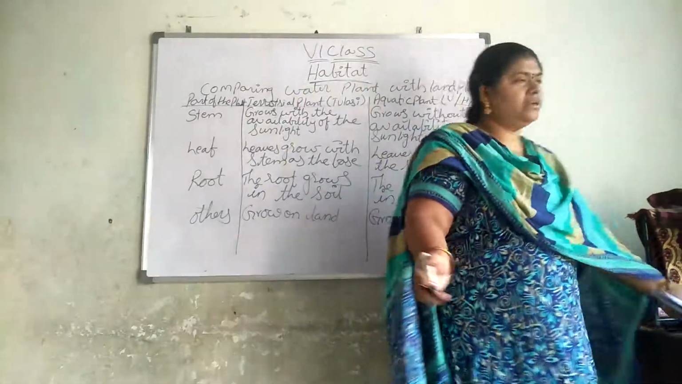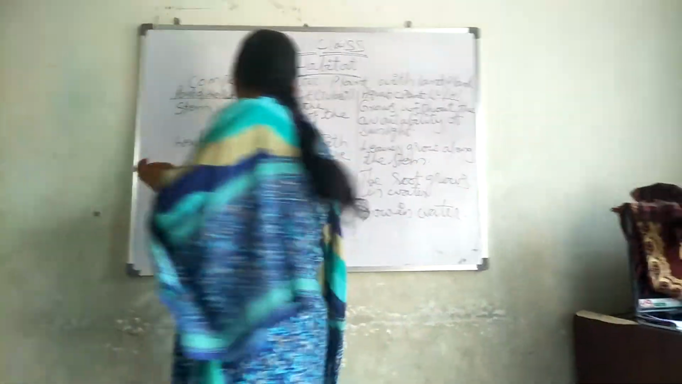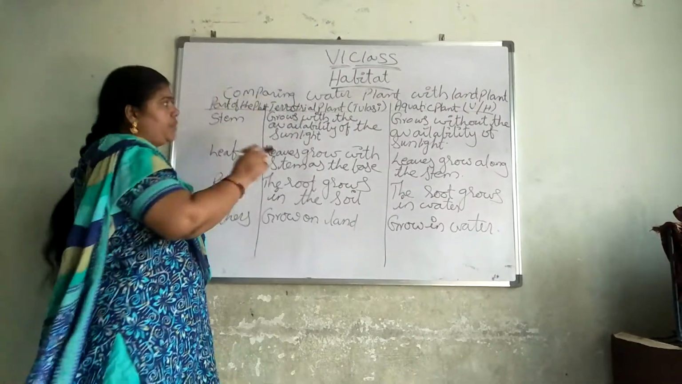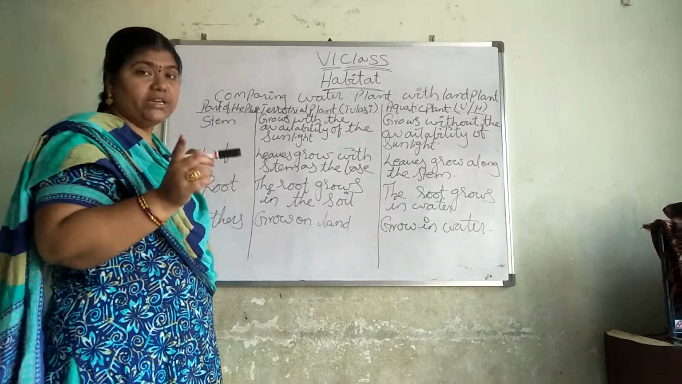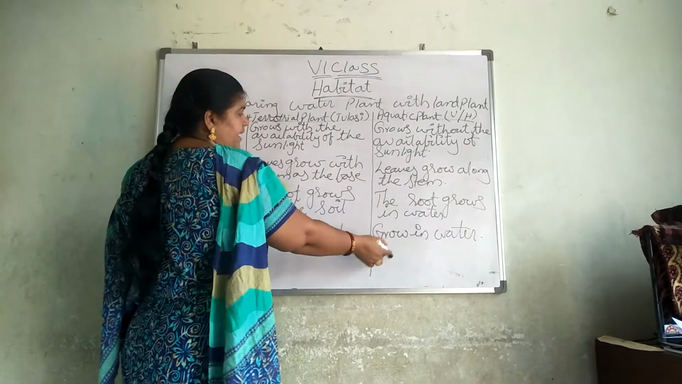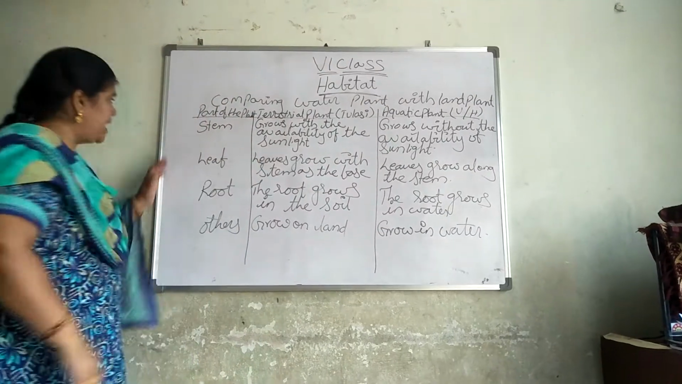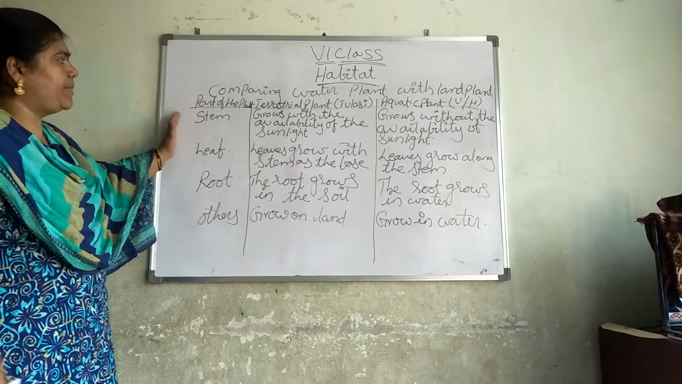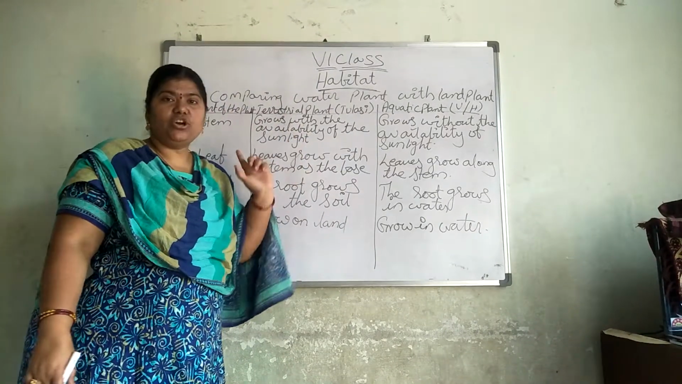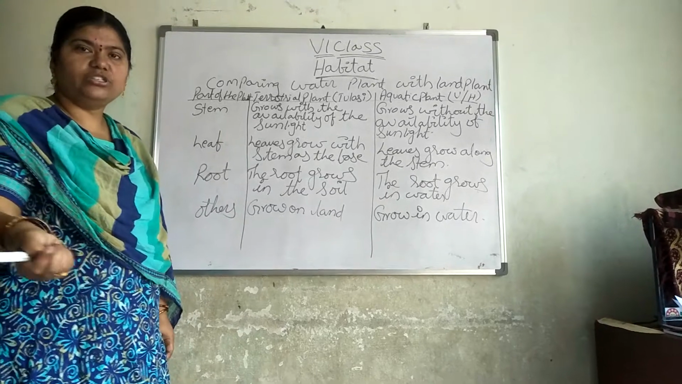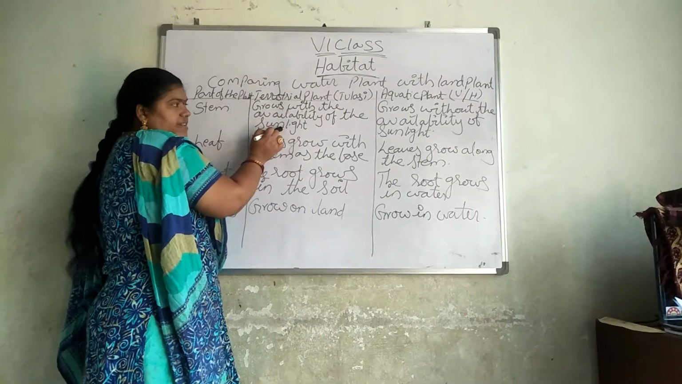So see here, what are the differences between this terrestrial habitat and aquatic habitat? This is a very important answer. We are considering two plants here, terrestrial plant and aquatic plant. What are the different parts we are taking? Stem, leaf, root and others. Coming to the stem part, it grows with the availability of sunlight. Why? Because it is in the pot or on the land. Because of that, it absorbs the sunlight to grow.